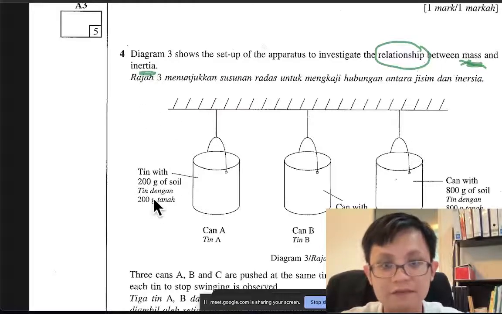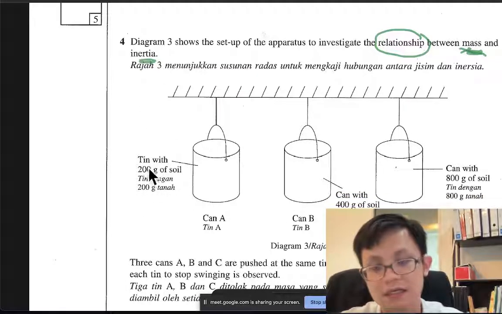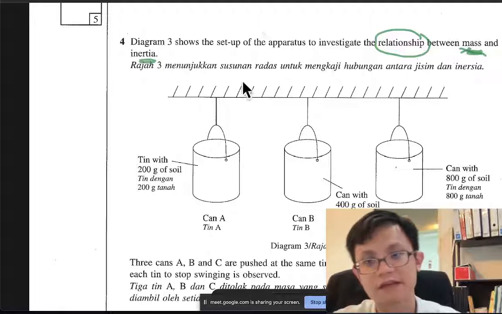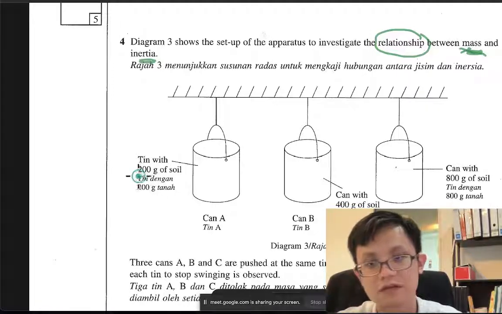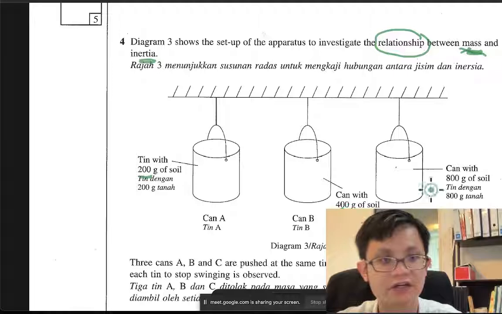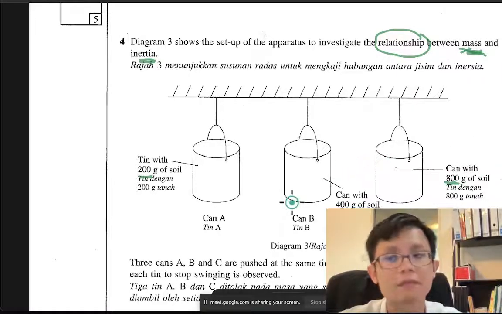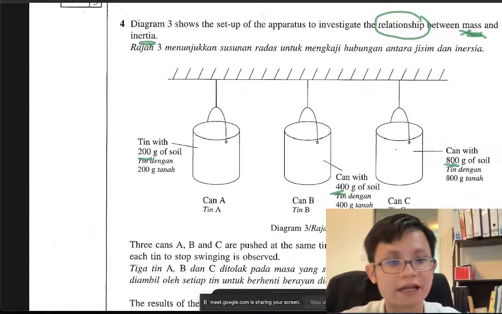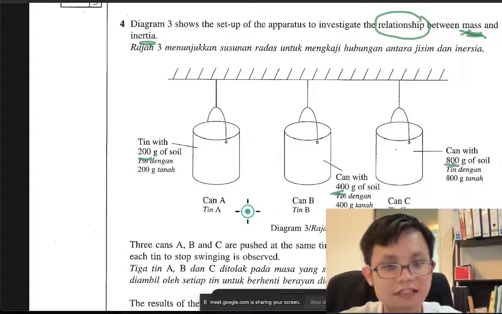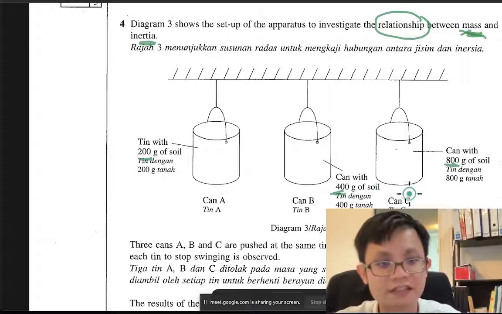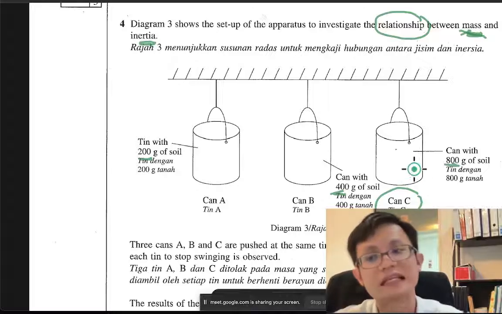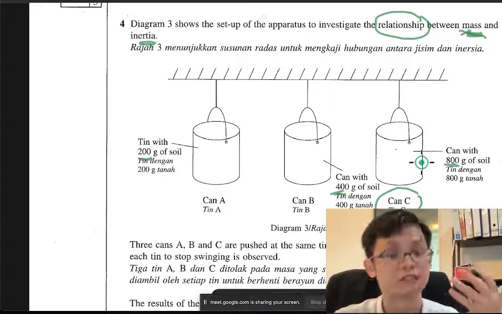So we can see there's a can of 200 gram. We can roughly know the experiment, and then this one is 400 gram, 800 gram. I'm thinking they are going to swing it, because if you swing it, the one that is slowest to stop is what, A, B, or C? C, okay, because it's a resistance. As it's moving, there is resistance towards stopping.